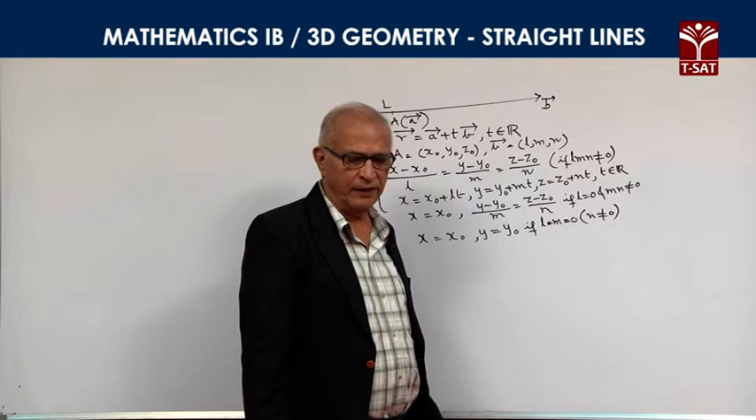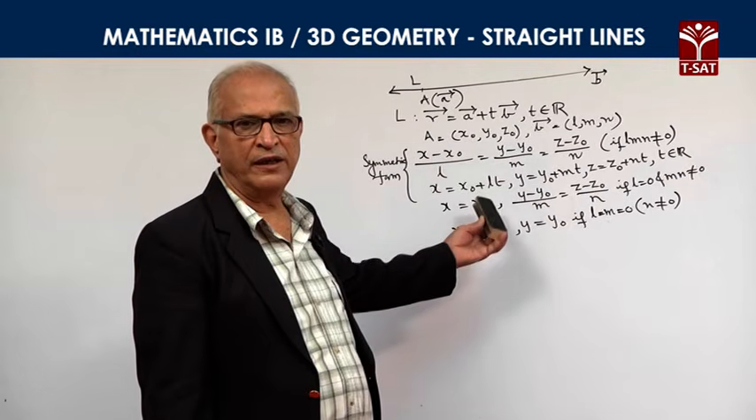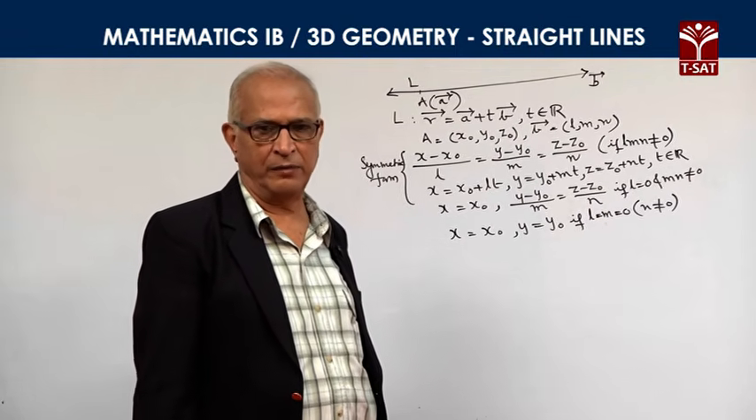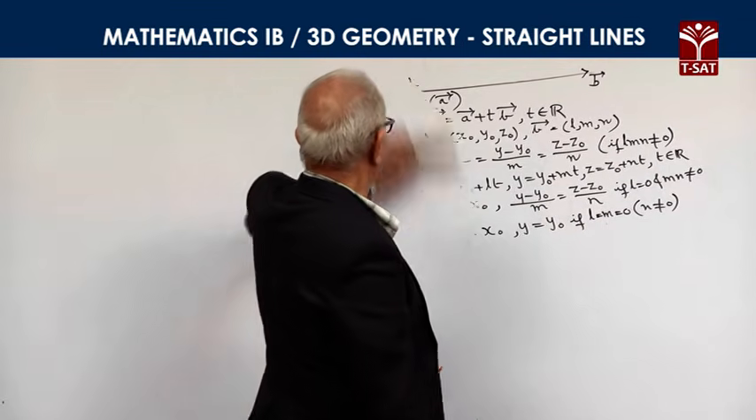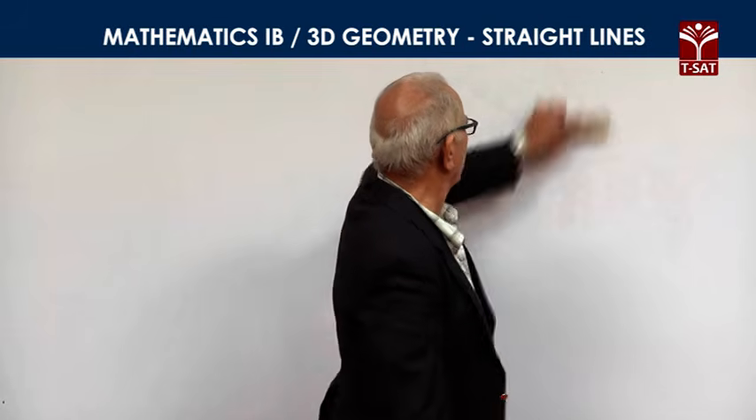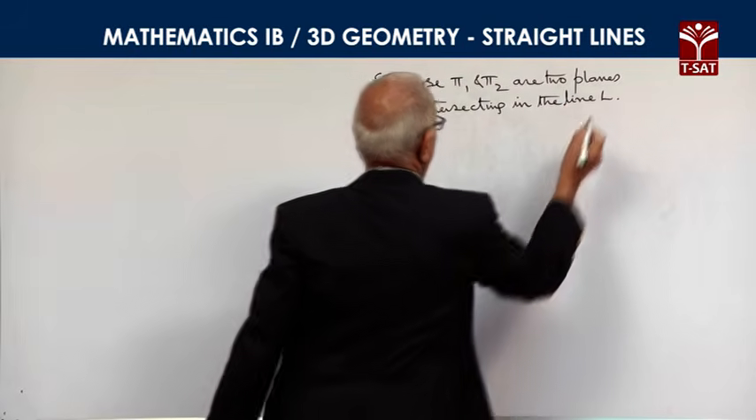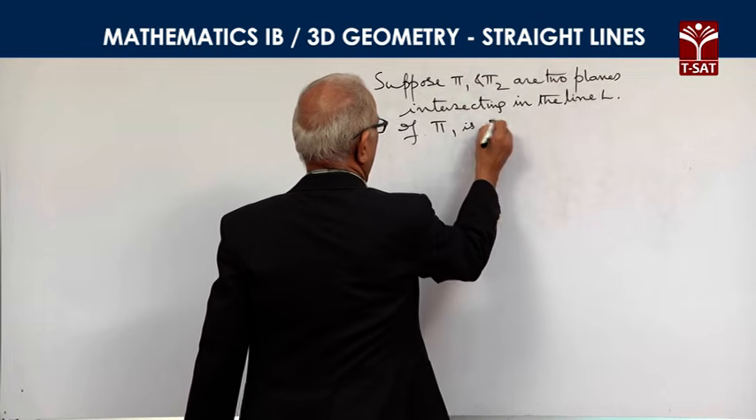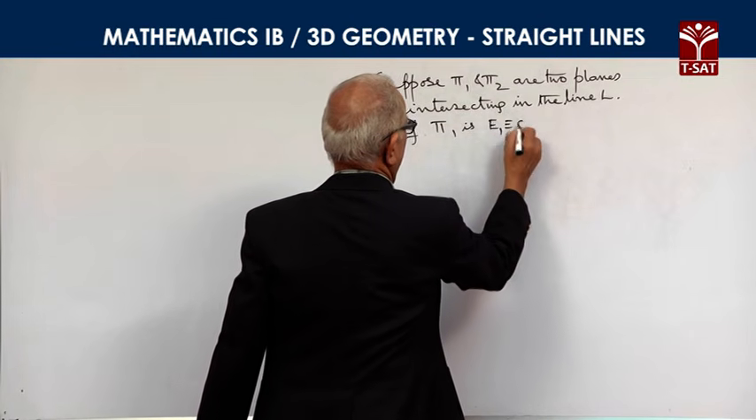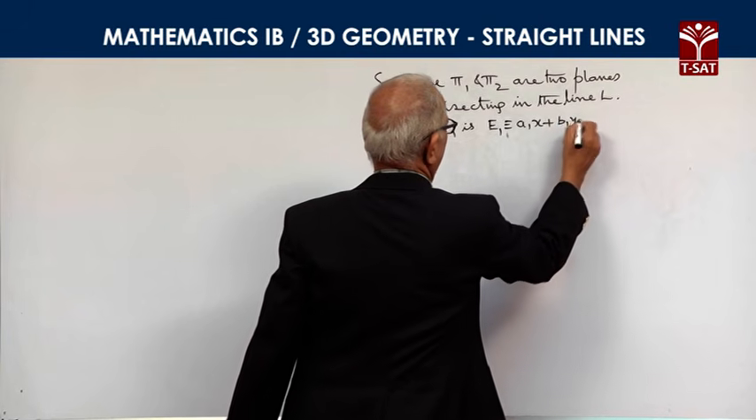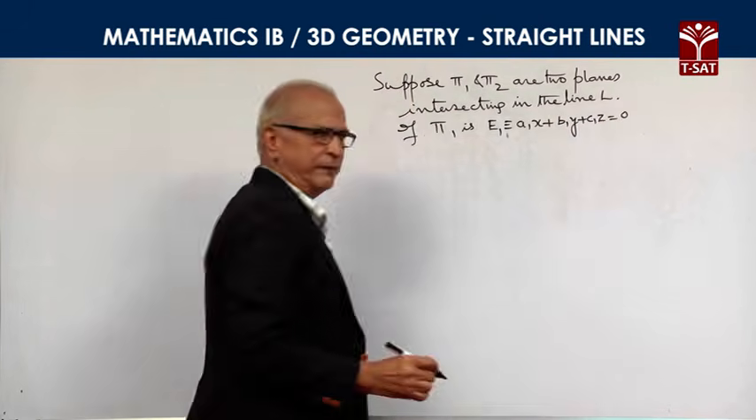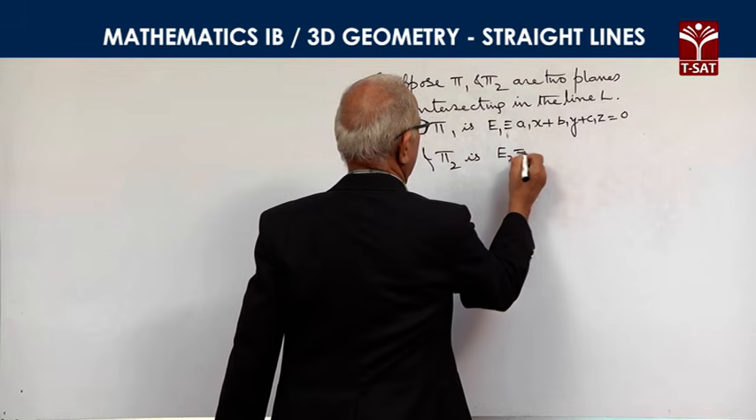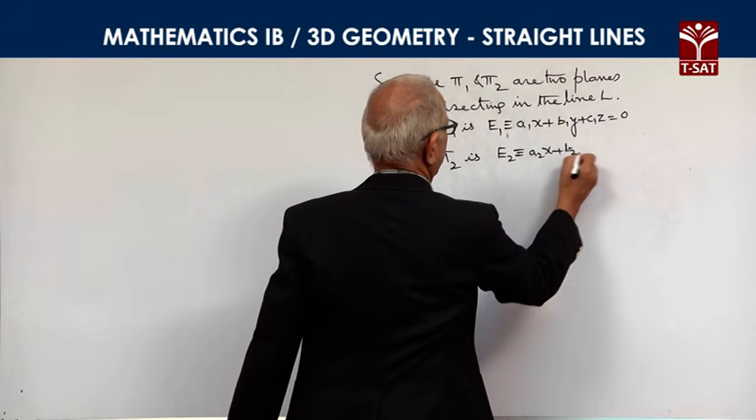Unsymmetrical form కూడా ఉంది ఒకటి, అదేమిటంటే, so this is the symmetric form of the equations of the line in 3-space. And there is another way of expressing the equations of a line, that's called the unsymmetrical form. The unsymmetrical form is, suppose there are two planes, π1 and π2, లైన్ L ఇంటర్సెక్ట్ చేసుకుంటున్నాయి, అంటే π1 ఇంటర్సెక్షన్ π2 కూడా L అనమాట. If π1 is a1x plus b1y plus c1z plus d1 equal to 0, and π2 plane equation is a2x plus b2y plus c2z plus d2 equal to 0.